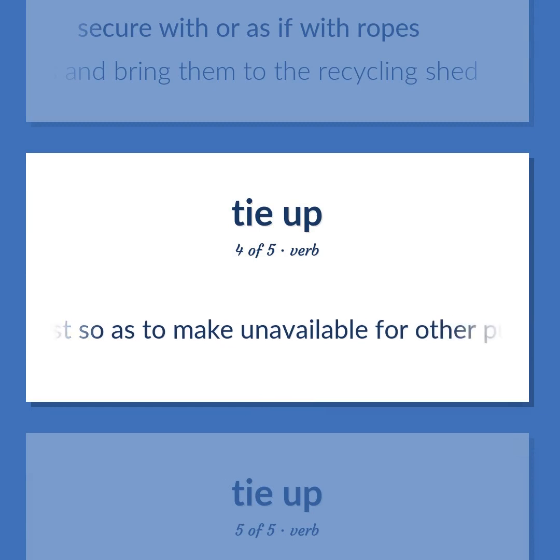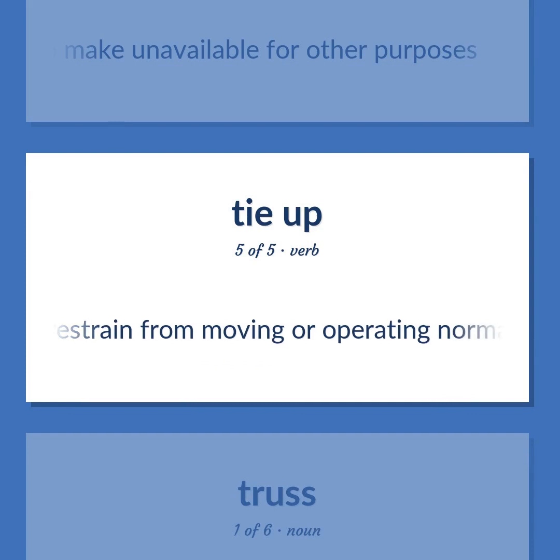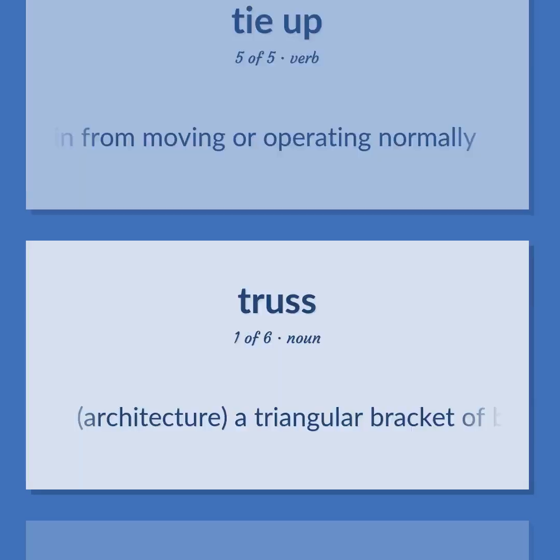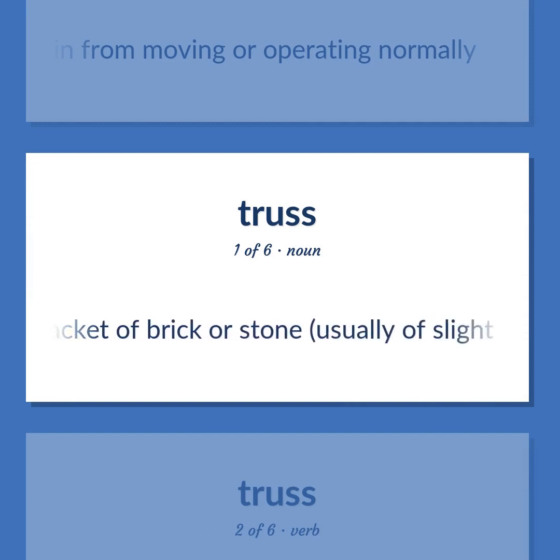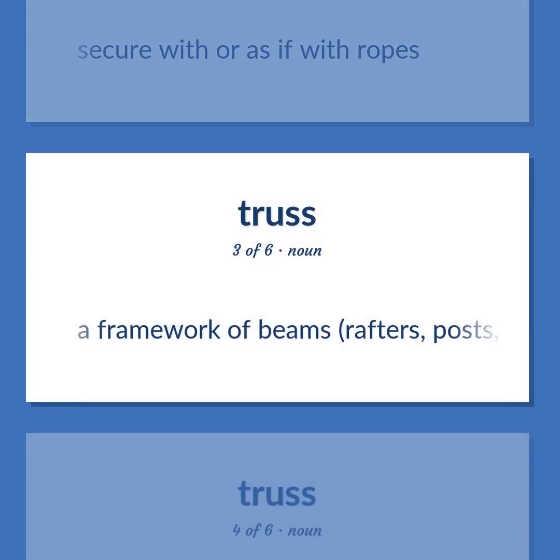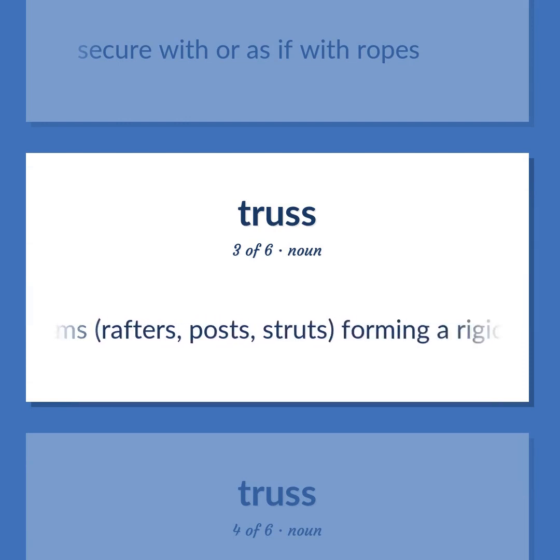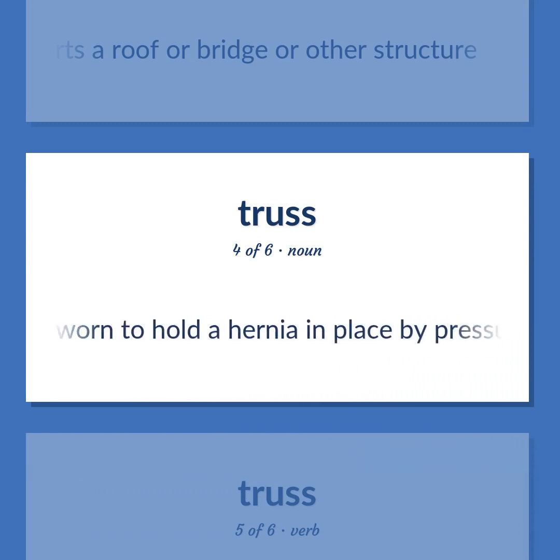Invest so as to make unavailable for other purposes. Restrain from moving or operating normally. Architecture. A triangular bracket of brick or stone, usually of slight extent. Secure with or as if with ropes. A framework of beams, rafters, posts, struts, forming a rigid structure that supports a roof or bridge or other structure. Medicine. A bandage consisting of a pad and belt, worn to hold a hernia in place by pressure.